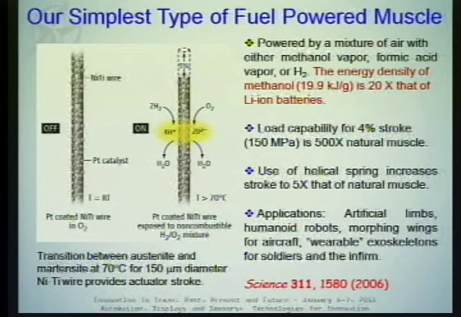If you expose this catalyst coated shape memory wire to a mixture of fuel and oxygen, you can develop about 150 megapascal of stress, which is about 500 times that of natural muscle. The stroke's only about 4%, but we can magnify this to five times that of natural muscle just by replacing the straight wire by helical coil.